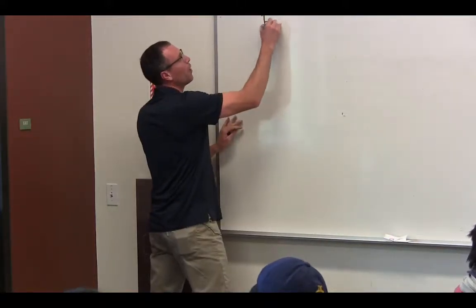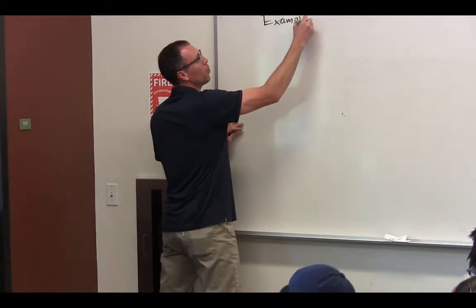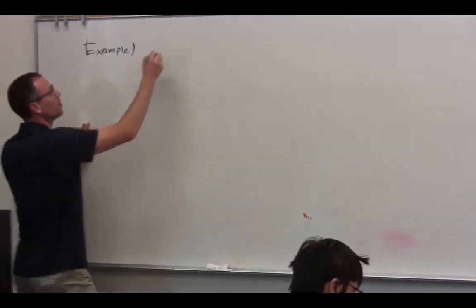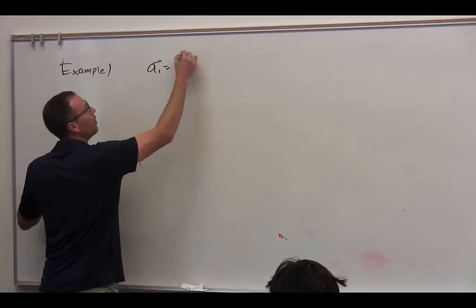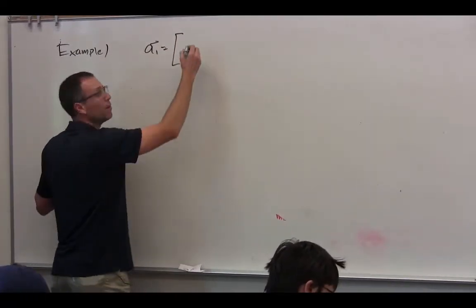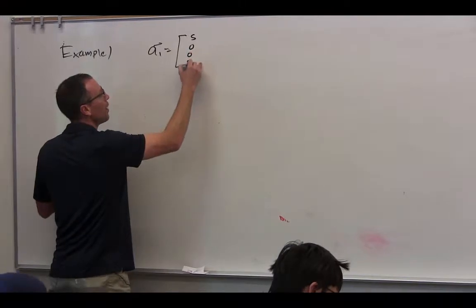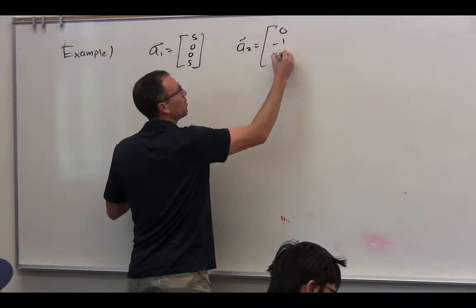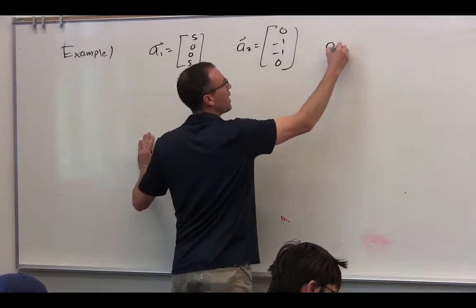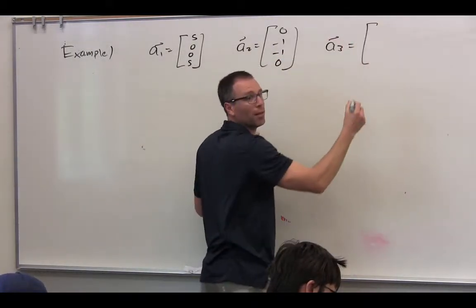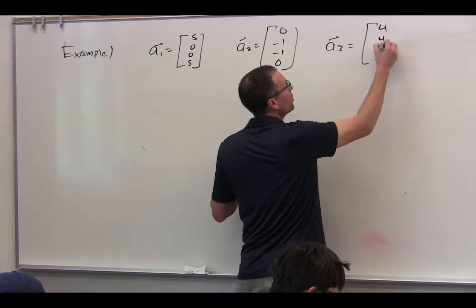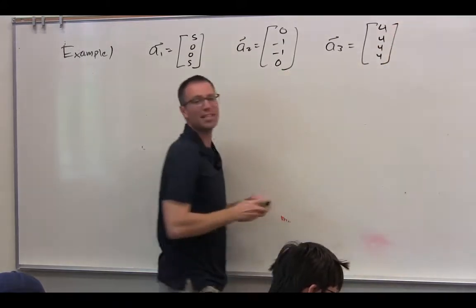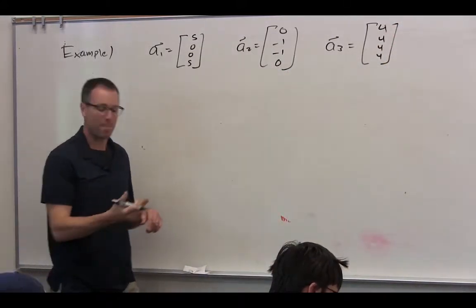Let's look at that example that we talked about a second ago. So we had those three vectors. We said that A1 was equal to what? 5, 0, 0, 5. We said that A2 was equal to negative 1, 0. And we said that A3 was equal to what? All fours.